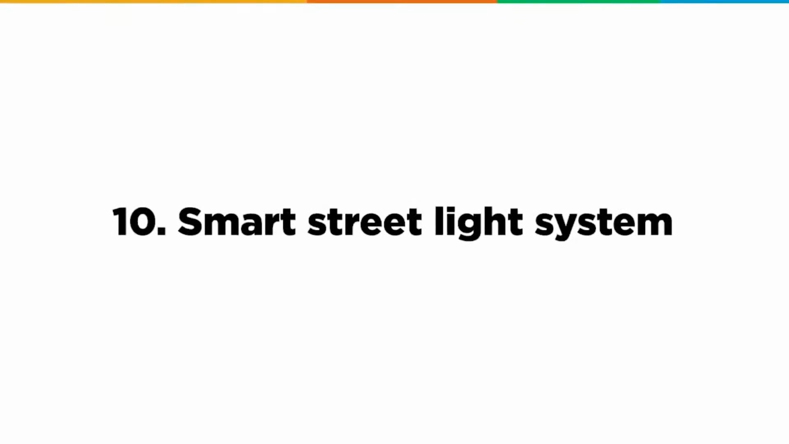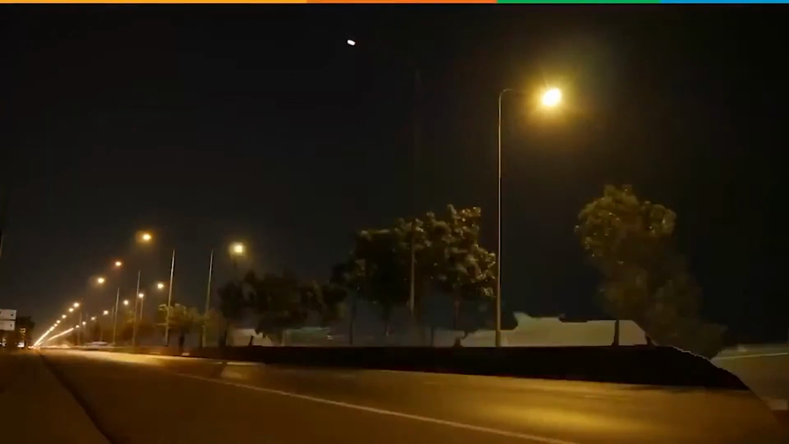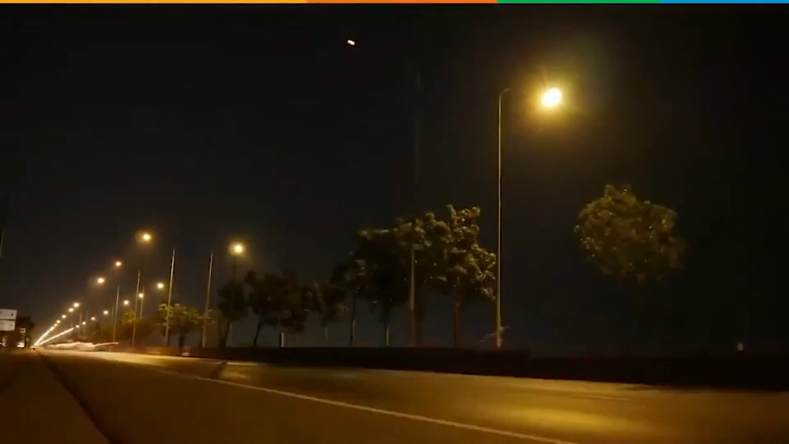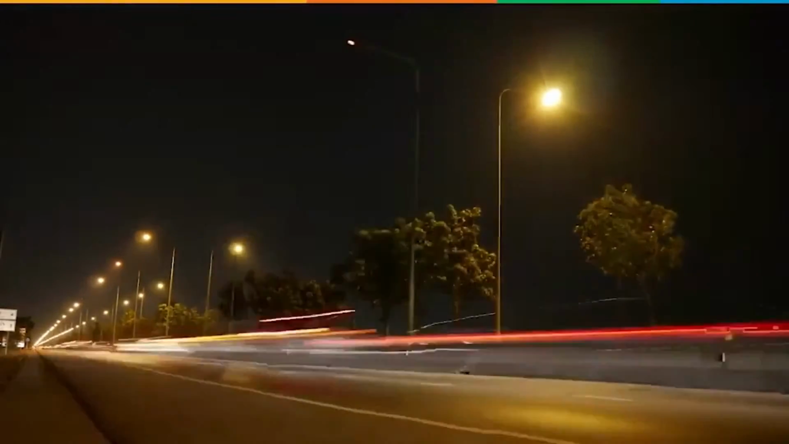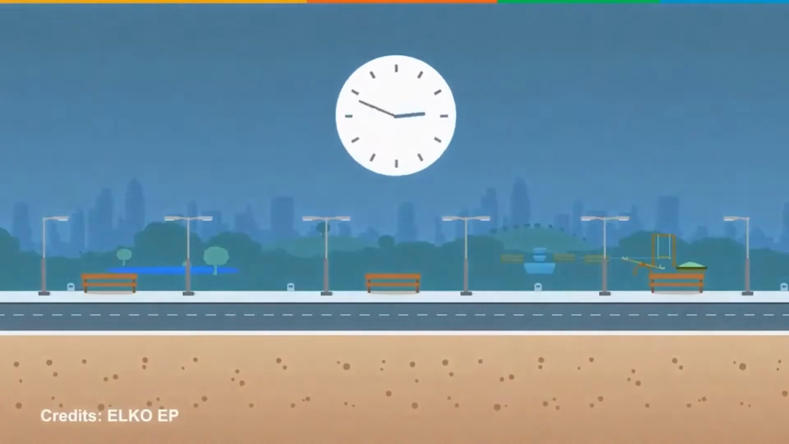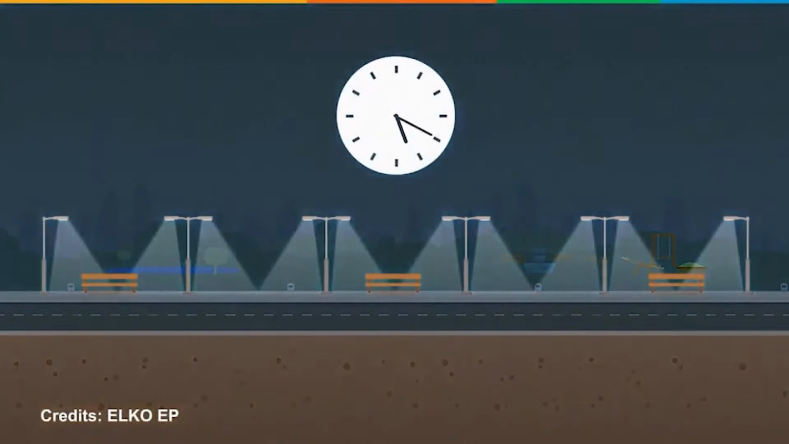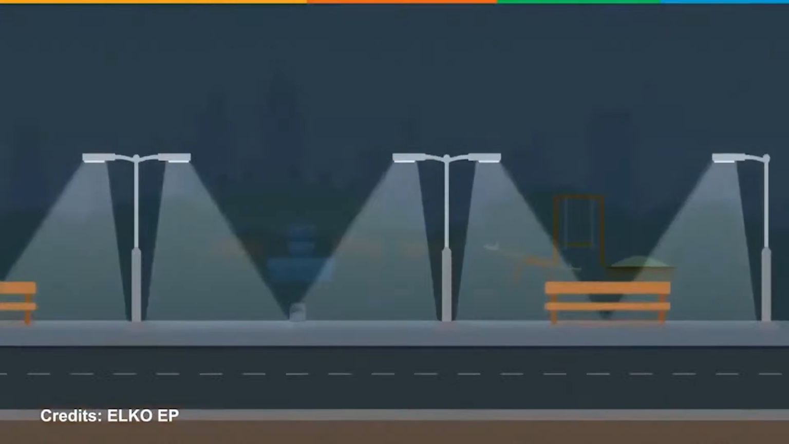And finally, at number 10, we have Smart Street Light System. This IoT-based street light monitoring system not only monitors but also ensures low power consumption and detects faulty lights. The street lights have external sensing that automatically turns on at the desired intensity based on the lighting needed.